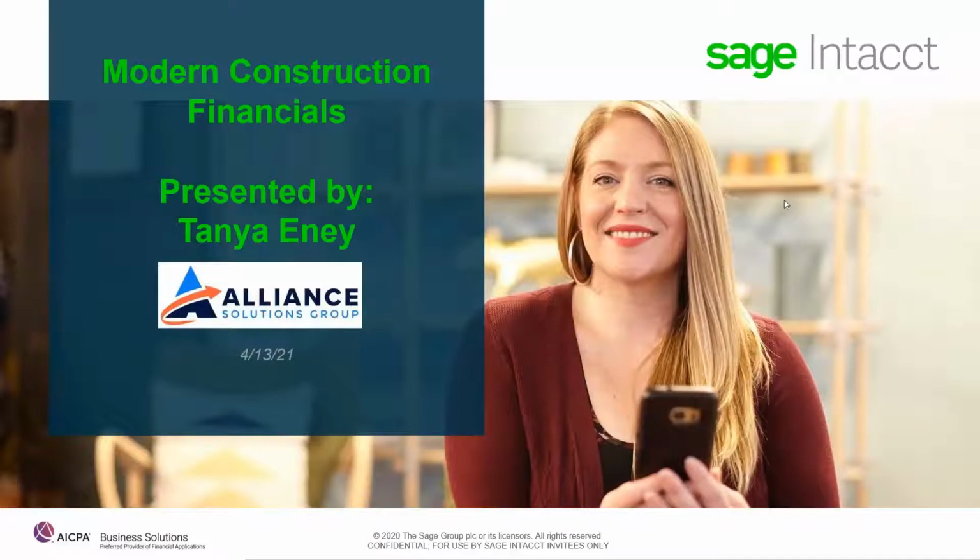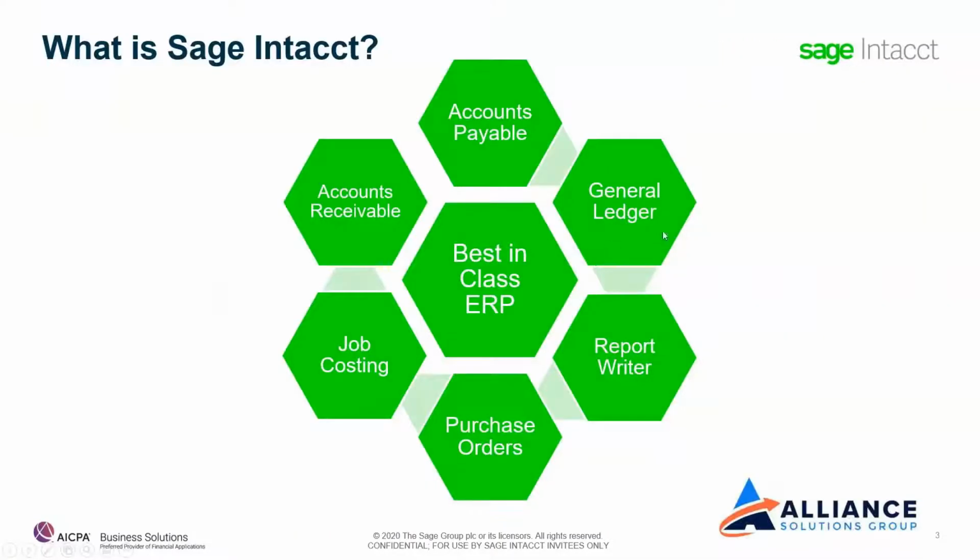So with that, why don't we take a look at Sage Intacct's Modern Construction Financials. Now, you have all probably seen information about Sage Intacct, emails. There's been a lot of emails that have gone out, a lot of buzz about Sage Intacct. So what is Sage Intacct? Well, it's really a best-in-class ERP solution. At the core, it is an accounts payable, receivable, job costing, PO, report writing, general ledger solution. But it's so much more.